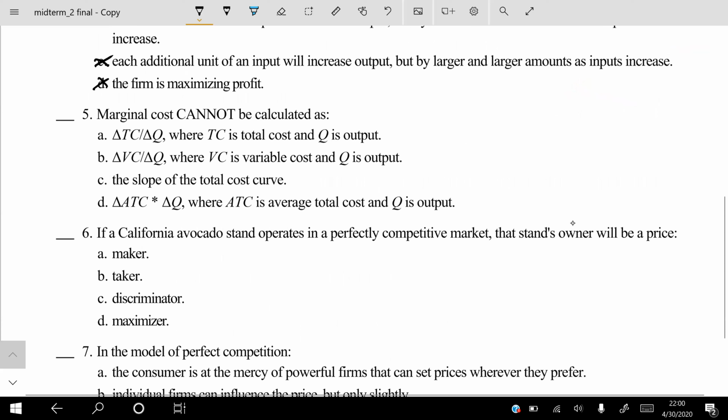Marginal cost cannot be calculated as what? Well, what is marginal cost? Well, remember, it's the change in total cost over the change in quantity.